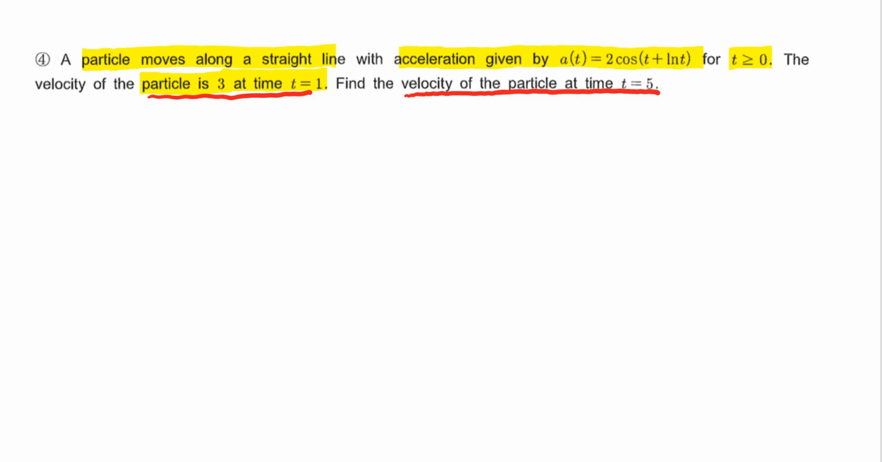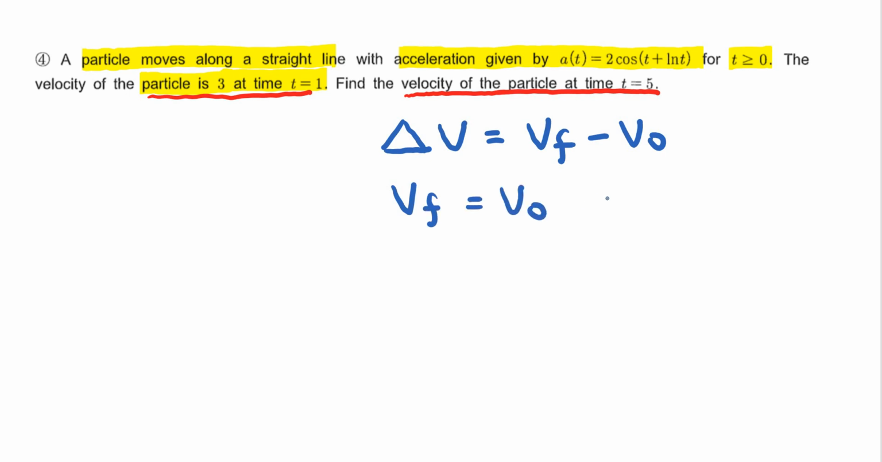For this particular question, the idea really comes from the concept of a change in velocity. A change in velocity is your final velocity minus your initial velocity. If you rearrange this formula, your final velocity is going to be your initial velocity plus your change in velocity. Now we can keep on deriving this formula. So your final velocity is equal to your initial velocity plus delta v.